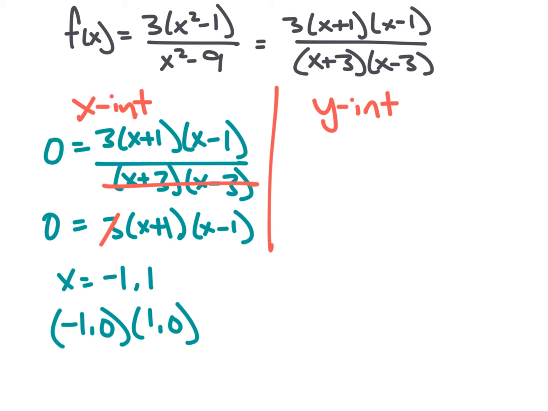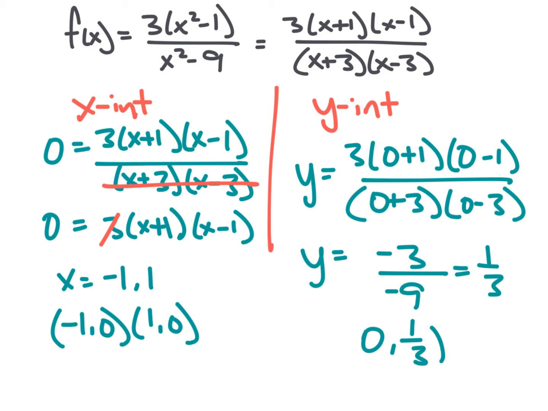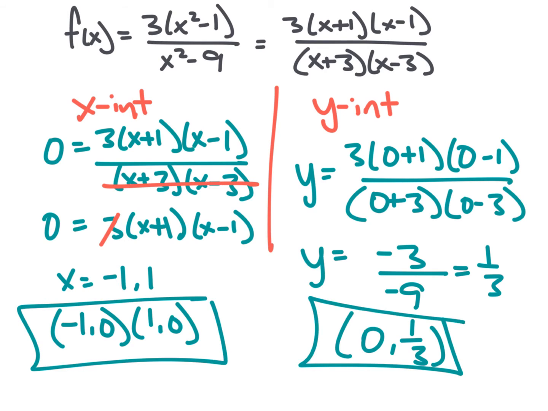Now we have to be careful because it's not always this easy, and I'm going to show you an example of that in a second. Alright, so on to y-intercepts. Set all of the x's equal to 0 and solve for y. So once you've replaced all the x's with zeros, you see that this would be 3 times positive 1 times negative 1, which is negative 3, over 3 times negative 3, negative 9, which is positive 1/3. So we have a y-intercept at 0, 1/3. So this is x-intercepts, y-intercept.